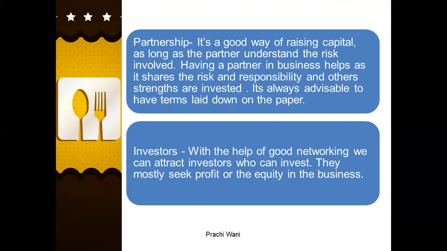The next source is investors. With the help of good networking, we can attract investors who can invest in our project. They mostly seek profit or equity in the business.